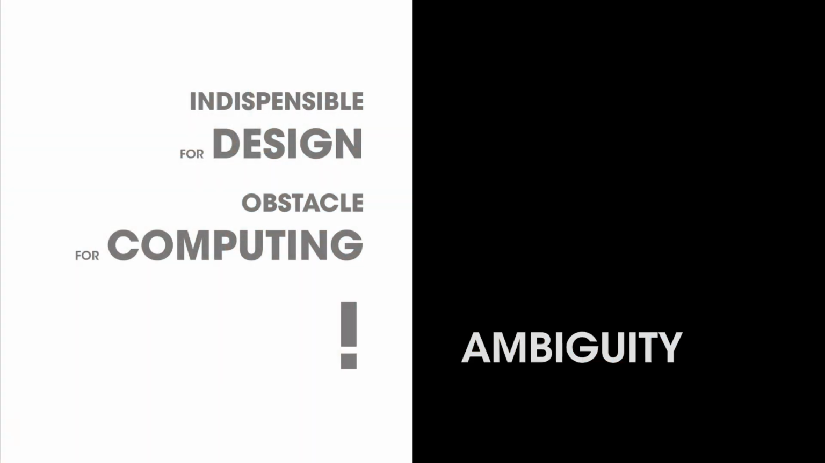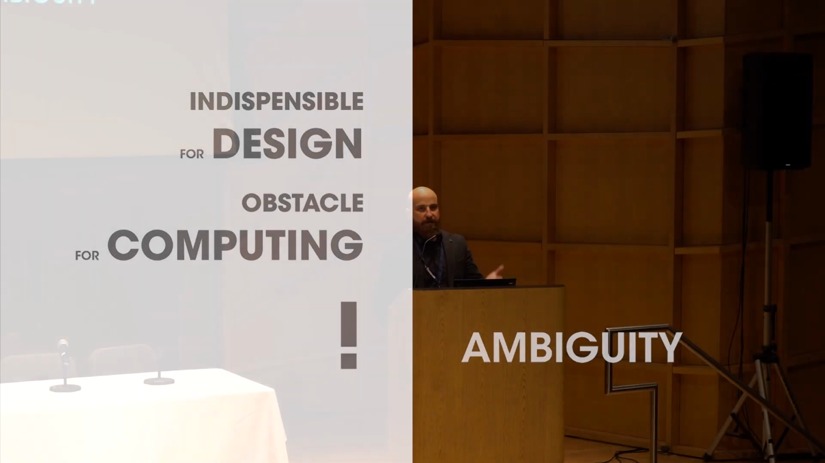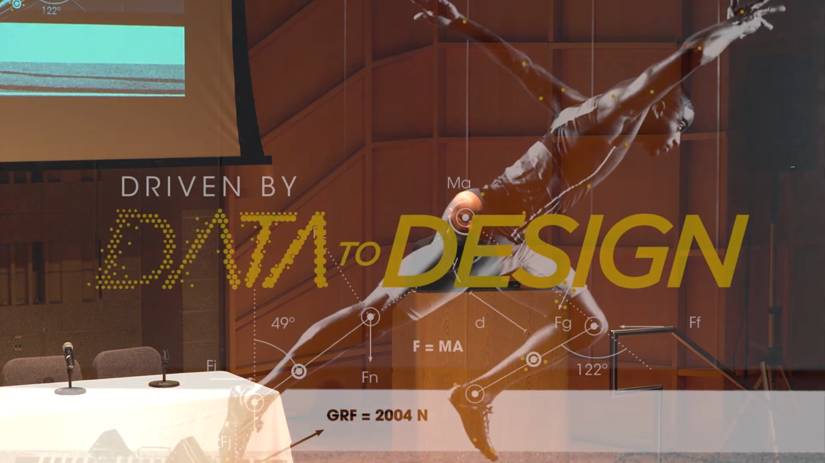But of course, it's like, okay, what is this guy talking about? We're computing, and we need symbols, we have to name things, we have to have goals, and so on and so forth. So the ambiguity is indispensable for design at one end, but at the other end, it's an obstacle for computing. So, okay, what are we going to do about it?